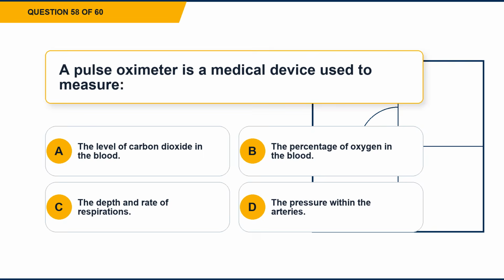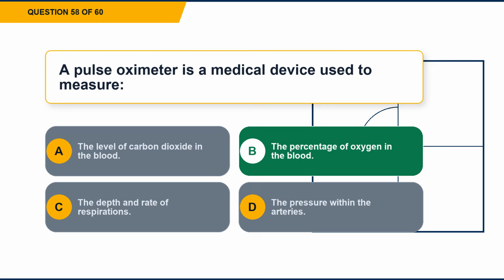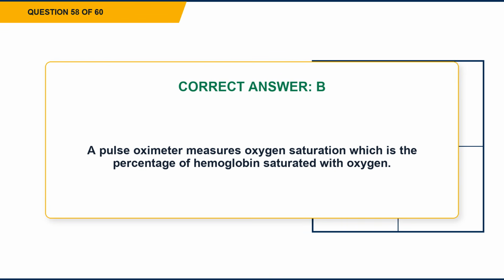Question 58. A pulse oximeter is a medical device used to measure. Option A. The level of carbon dioxide in the blood. Option B, the percentage of oxygen in the blood. Option C, the depth and rate of respirations. Option D, the pressure within the arteries. The correct answer is option B, the percentage of oxygen in the blood. Explanation. A pulse oximeter measures oxygen saturation, which is the percentage of hemoglobin saturated with oxygen.